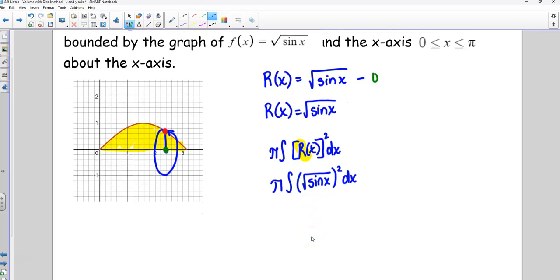What limits should I use on this integral? For dx, so I need 0 to 2 pi. So 0, 2 pi.